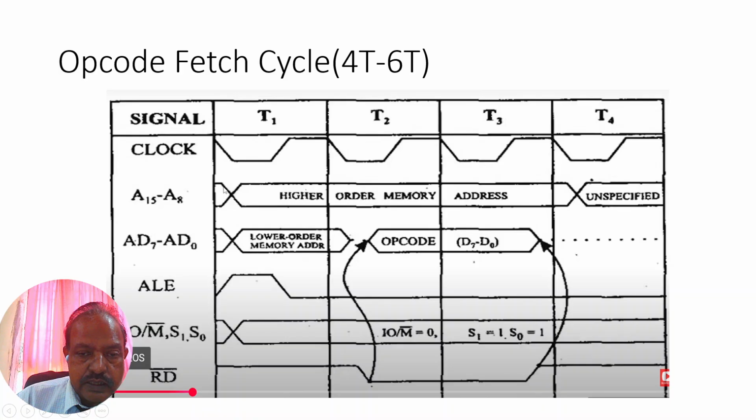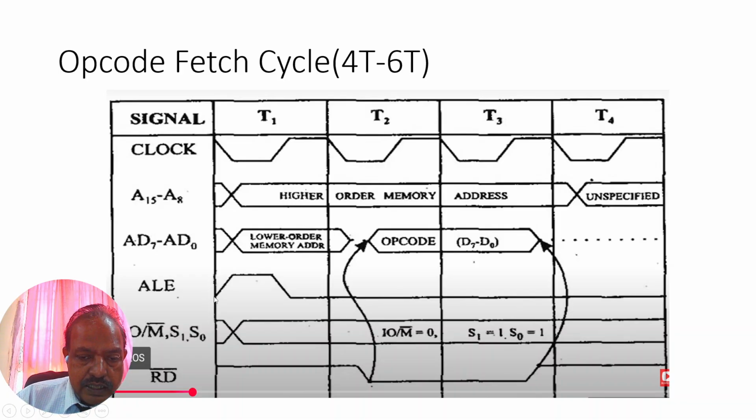By default, just at the starting here, the higher order memory address will start, and this one is unspecified. We don't know what is happening. Then AD0 to AD7, this is the opcode again. So the data will be there. Opcode means the program part will be there. So here, when I read the data, it will be D0 to D7. Check it here. This is the opcode.